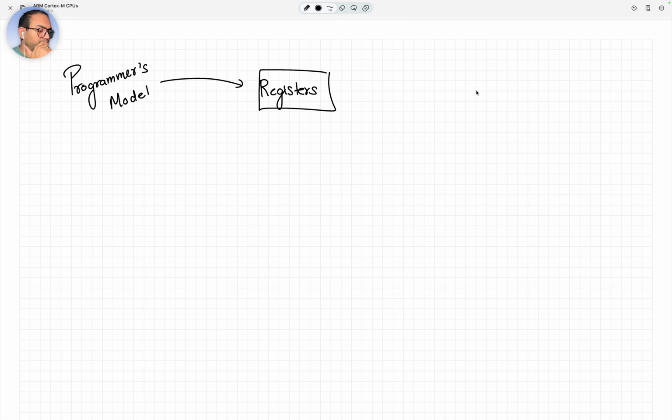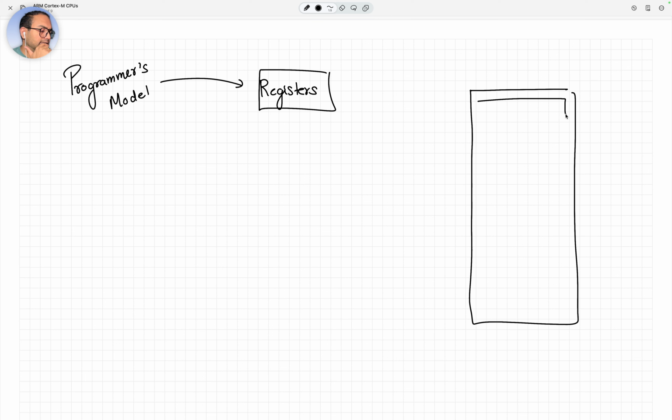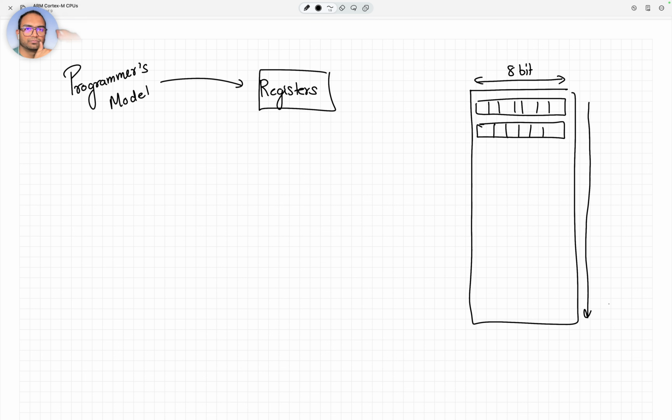So now you can also reason that if we had, let's say, and this is actually how I think about things, and it has always worked for me. So let's say we have registers that are 8-bit wide and which are kind of stacked together. So this is like register 0, this is register 1, register 2, so on and so forth.